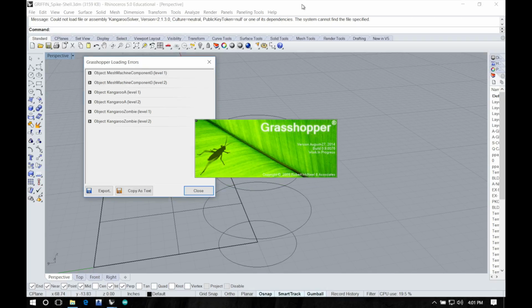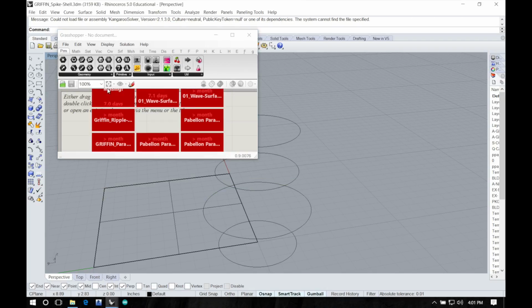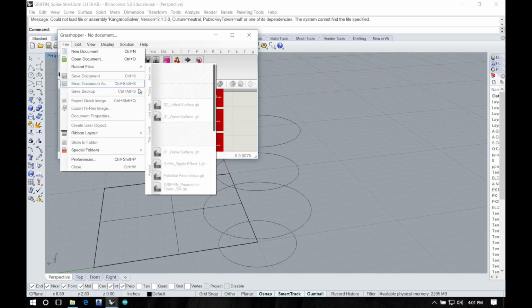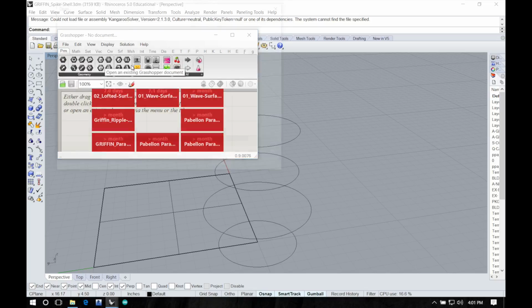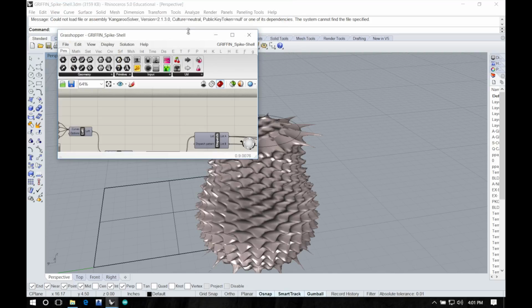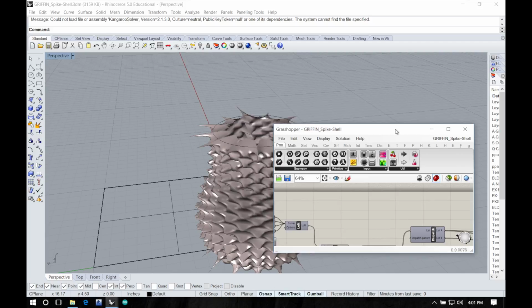So right now I'm just opening up Grasshopper. I get these weird warning messages because my plugins weren't installed correctly. That's my fault. And then I'm going to go in and open the Grasshopper file that I used to create this surface. So I'm going to open the file. It's not in my recent files, unfortunately. And I'm going to open up spike shell, which is what I called it, because it kind of looks like a shell with some spikes on it.